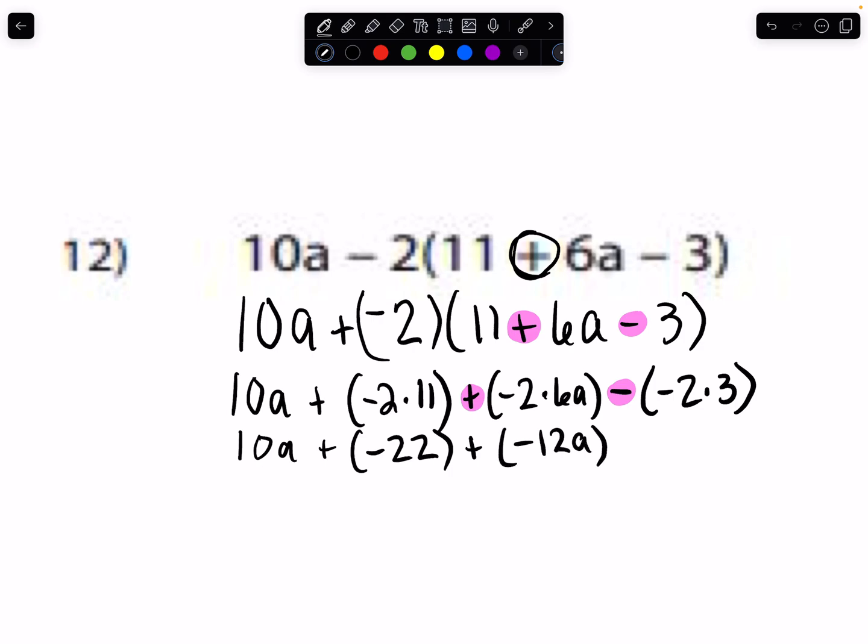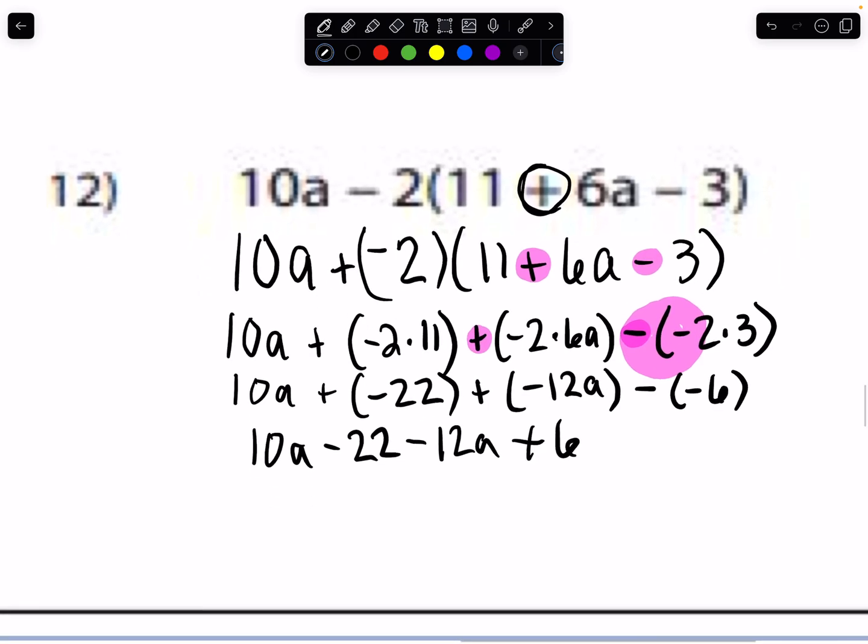And this, look what happens. That one will become, technically, minus negative 6. So to clear all those parentheses, it changes it to 10a, minus 22, minus 12a, plus 6. So this one was a tricky one, and you will see them again.